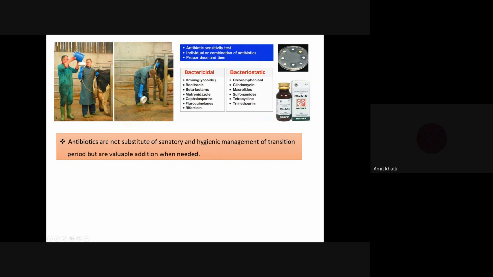Generally, the bactericidal category of antimicrobial agents is preferred, and any single agent or combination of antimicrobial agents can be utilized. But we are supposed to keep in mind that antibiotics are not a substitute for sanitary or hygienic management during the transition period, but they are a valuable addition whenever we need it. So we should not compromise the sanitary and hygienic conditions during the transition period under the umbrella of antibiotic use.